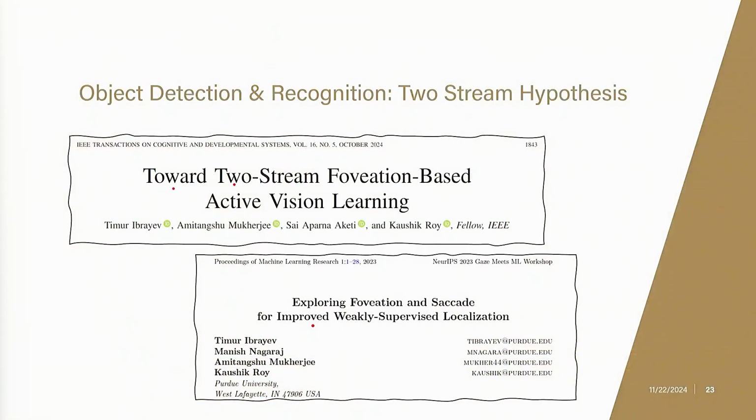Okay, let me talk about object detection and recognition. There's a whole bunch of work that has been done in that area, but I'm going to take the bioplausible route in this particular case. And I'm going to use what's called the two-stream hypothesis that has been widely used in neuroscience. I have also referred to a couple of papers if anybody's interested in more details of such techniques.